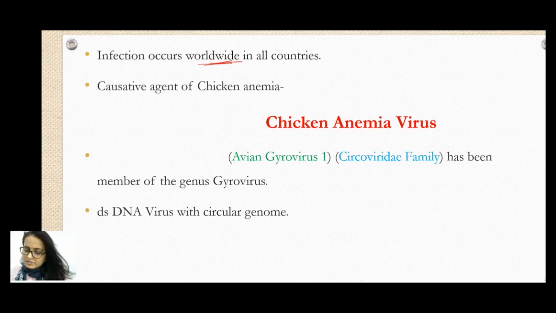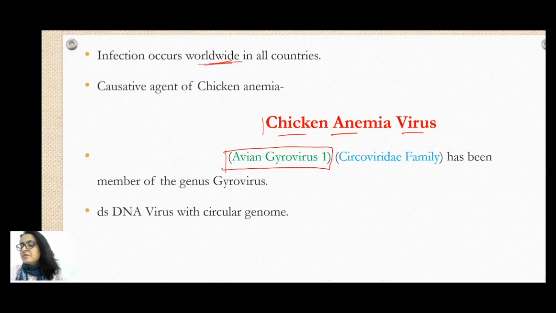The causative agent of chicken anemia is the chicken anemia virus, according to the old classification. In the new classification of viruses, it is avian gyrovirus 1. This is important: it is a genus of the Circoviridae family, and the virus is a member of the genus Gyrovirus.